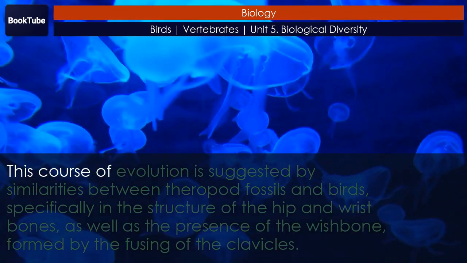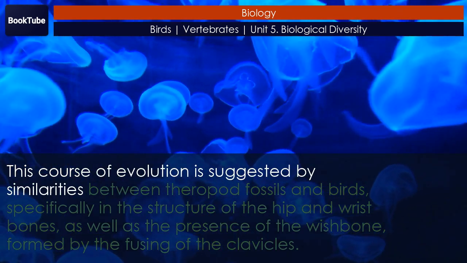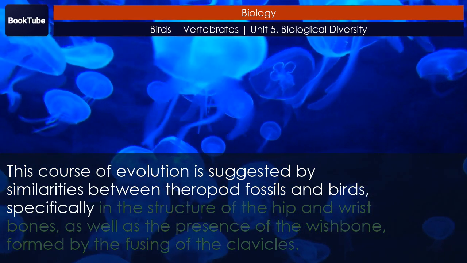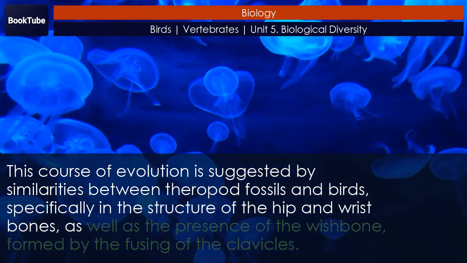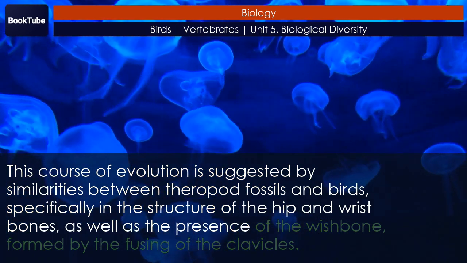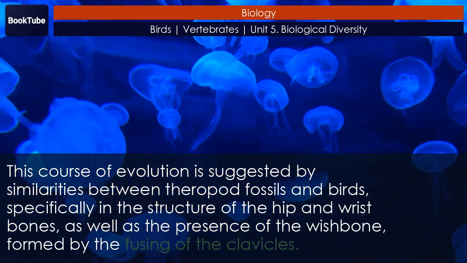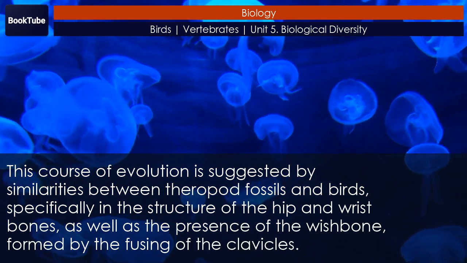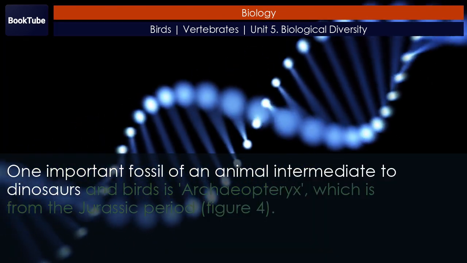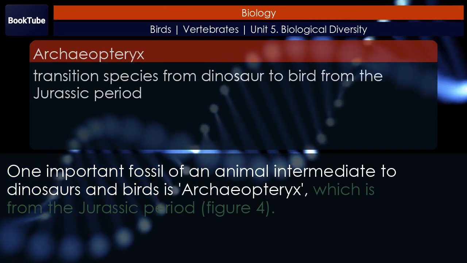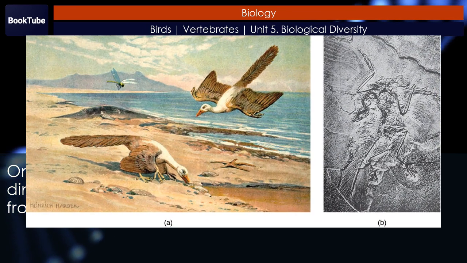This course of evolution is suggested by similarities between theropod fossils and birds, specifically in the structure of the hip and wrist bones, as well as the presence of the wishbone, formed by the fusing of the clavicles. One important fossil of an animal intermediate to dinosaurs and birds is Archaeopteryx, which is from the Jurassic period.